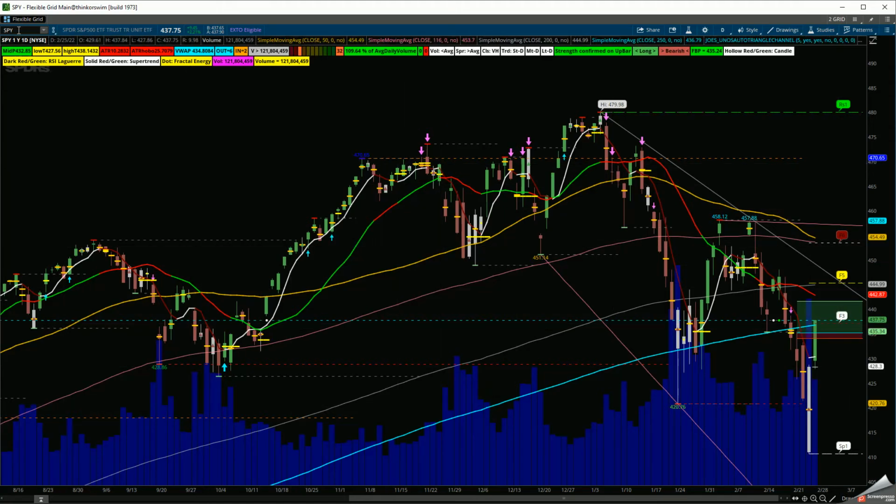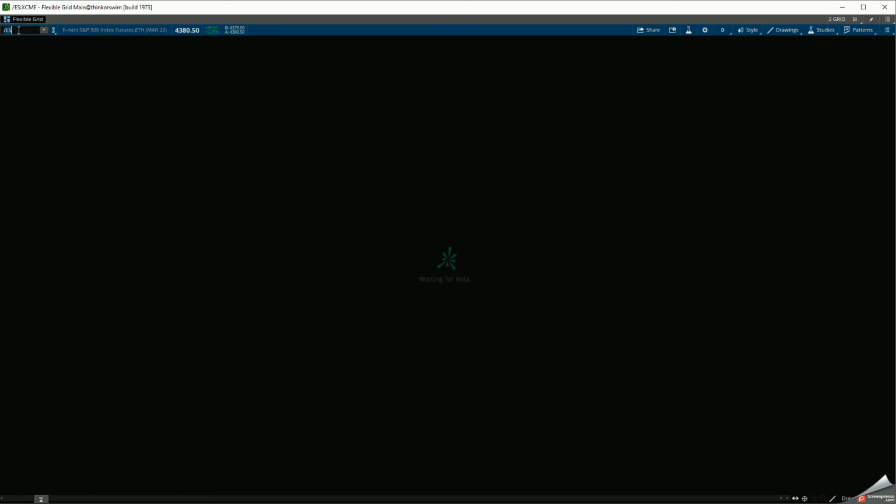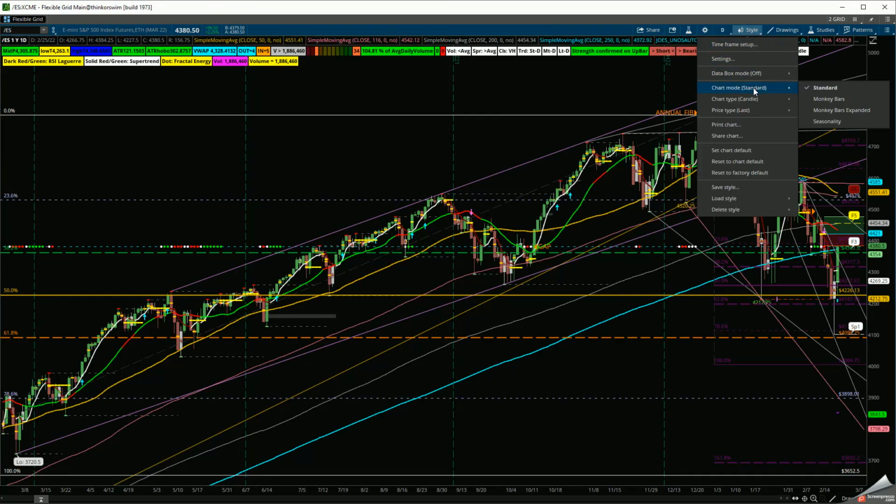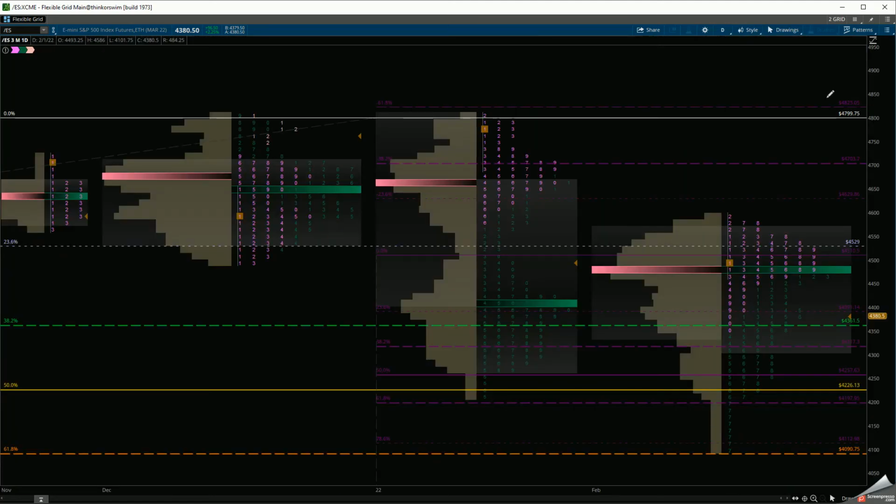Let's go back to ES, and I want to show you the profile on it using the monkey bars. We can go to style. In the settings, you can go standard monkey bars. This is the monthly monkey bars on the charts. You can see that the sentiment and the time spent was lower. This is why we went lower, but most of the time and POC is higher after that push back down.